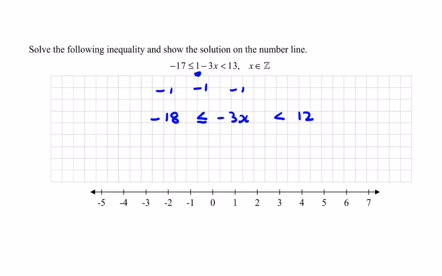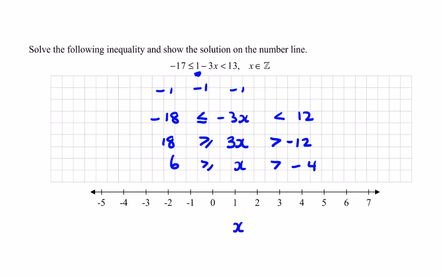We're going to have to reverse the symbols if we change the sign. So that goes that way and that goes that way. 12 becomes negative and 18 becomes positive. Dividing by 3, we'll get 6, x, and -4.